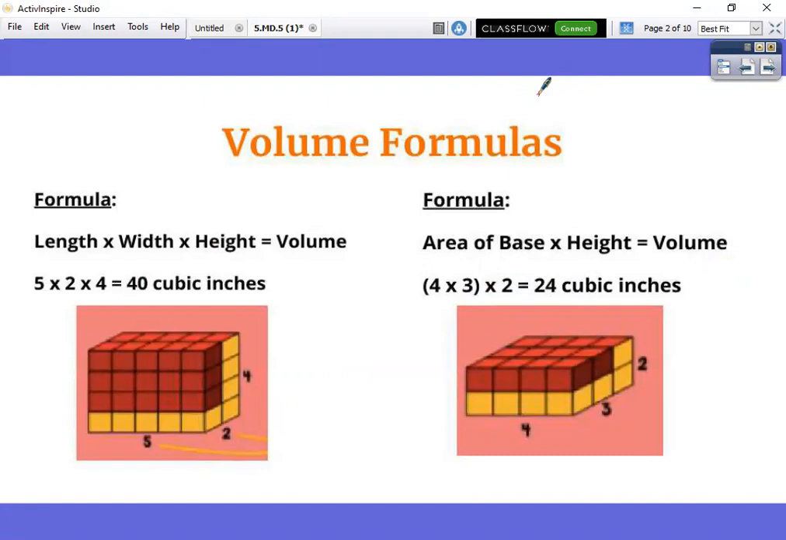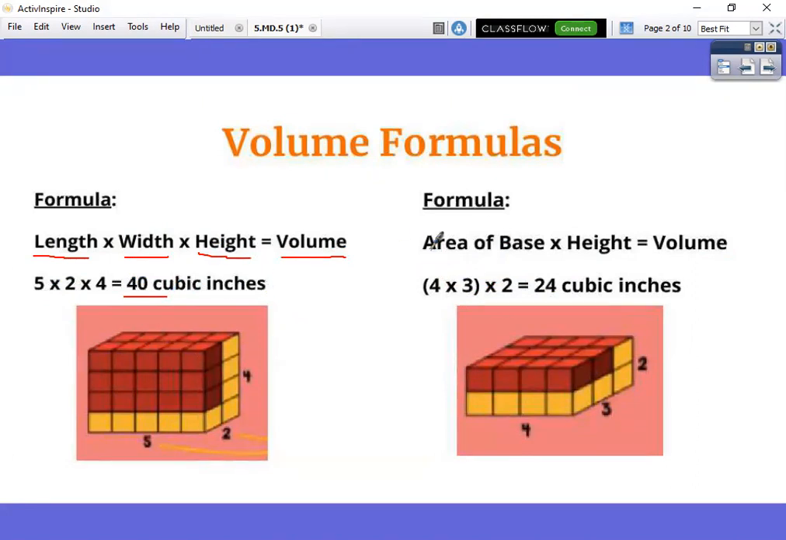When we want to find the volume of rectangular prisms, there are two formulas that we can use. Our first formula, on the left, is multiplying length times width times height to equal volume. We're taking all three dimensions and multiplying them together. In our example, we have a length of 5 cubes, a width of 2 cubes, and a height of 4 cubes. So we multiply 5 times 2, which equals 10, and 10 times 4, which equals 40 cubic inches.